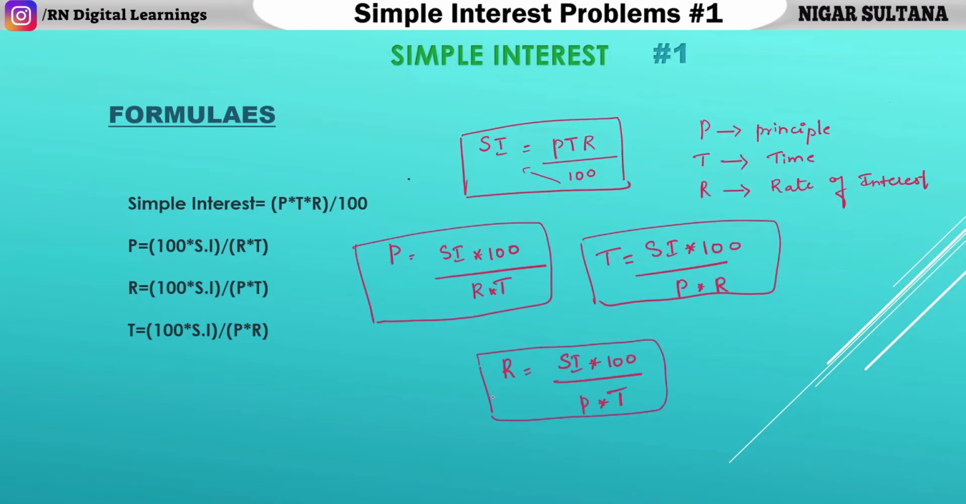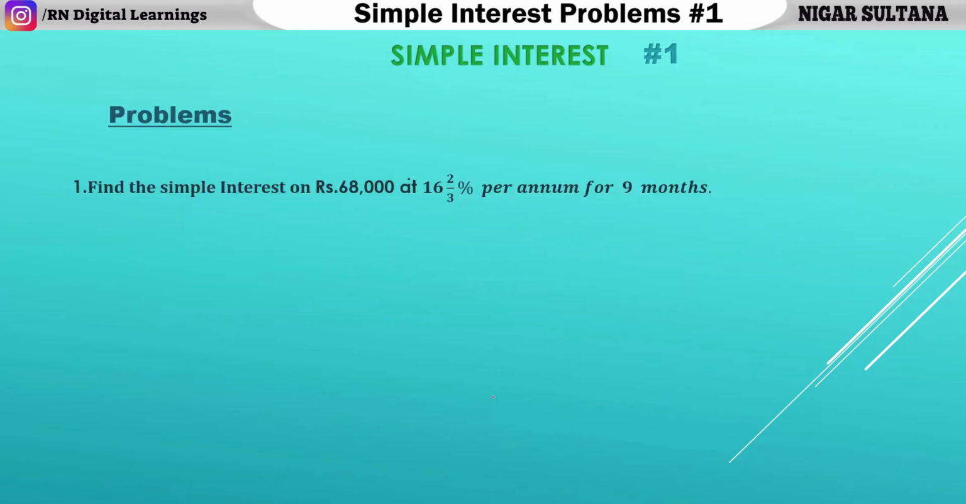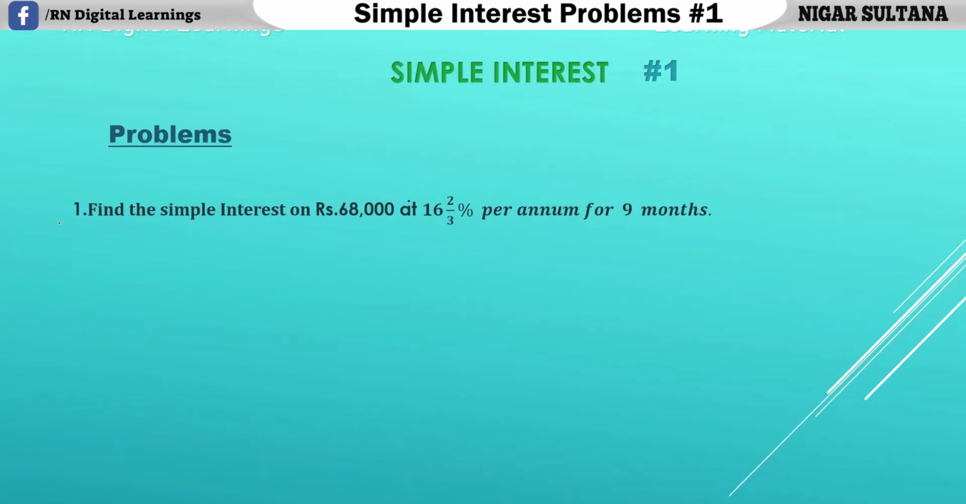Yes. Now let's solve problems. The first problem states: find the simple interest on rupees 68,000 at 16 2/3% per annum for 9 months. Now let's write what data is given. Solution. The data given is, first, they are asking us to find the simple interest, so write the question mark.